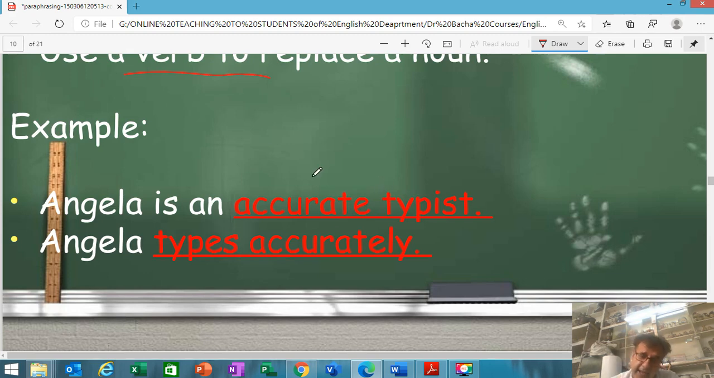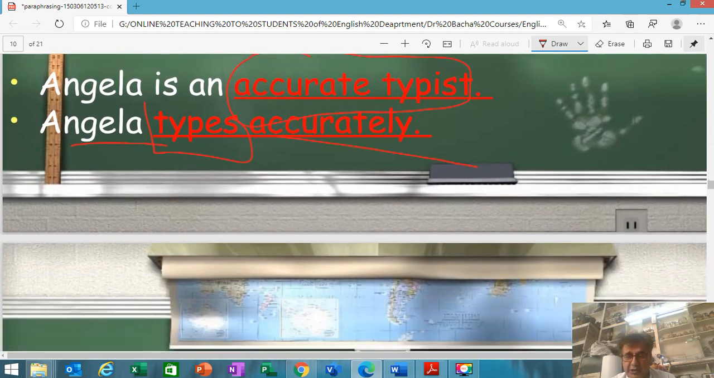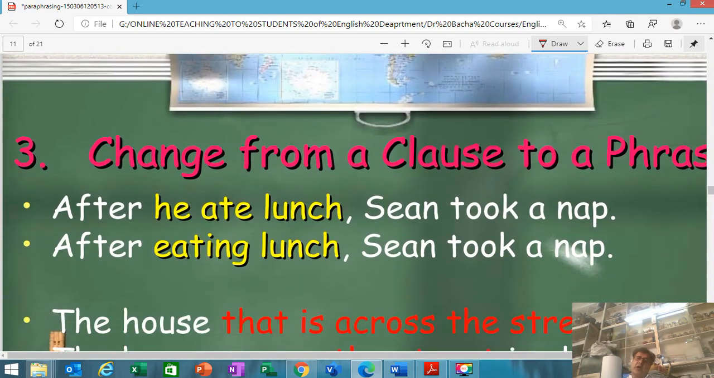So here you see that actually an adjective is being used. So then you have to change it. For example, "Angela types accurately." So you have changed it from adjective to adverb. Change from a clause to a phrase.